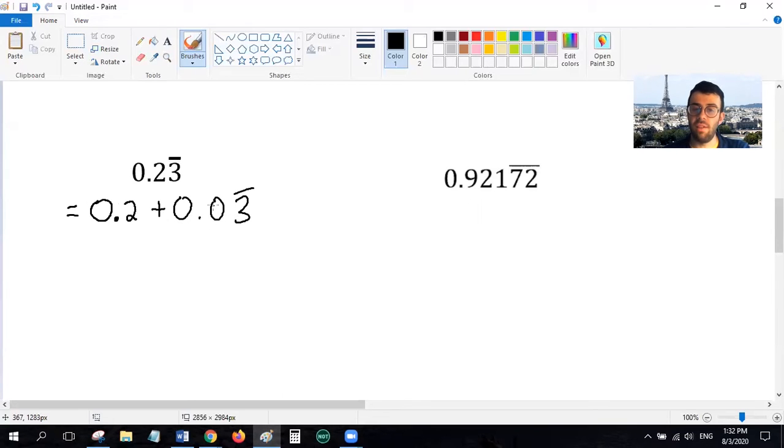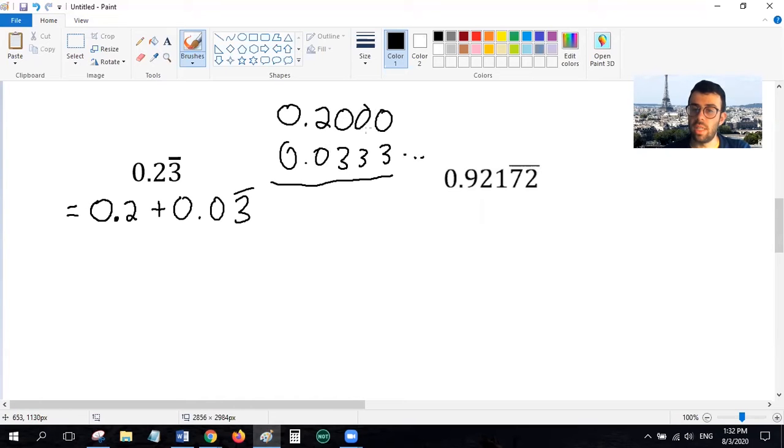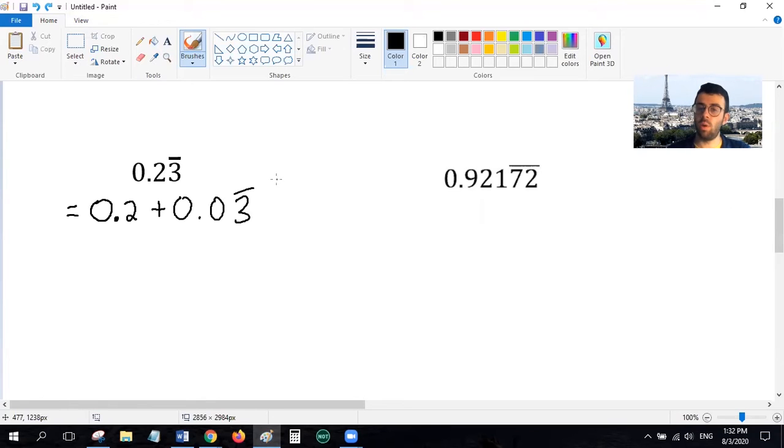Okay, and that should check out if we wanted to add those together, 0.0333 forever and ever. We would put our zeros there, add up each column, and great, this checks out, this works. So initially that might take a little bit of practice, but hopefully doing two examples will help.